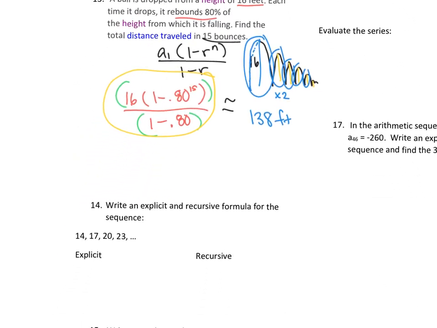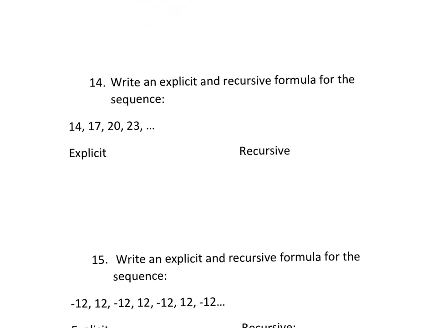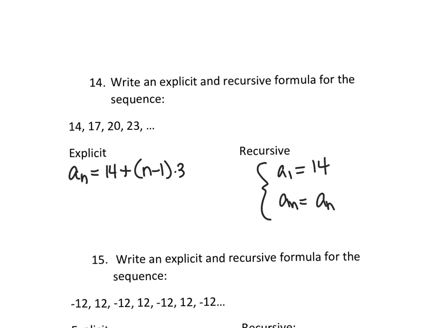Okay, number 14, write an explicit and recursive formula for the sequence. So first we have to see that it is an arithmetic. So the general formula for an arithmetic is a sub n equals the first term plus n minus 1 times 3. So the formula for recursive is going to be a sub 1 equals a sub 1, but we know that a sub 1 is 14, and then a sub n equals a sub n minus 1 plus 3.